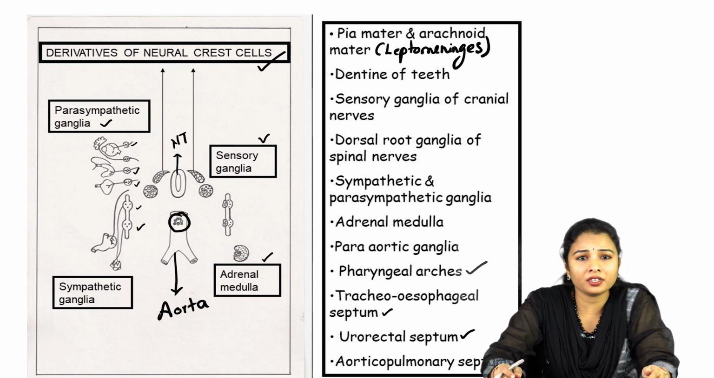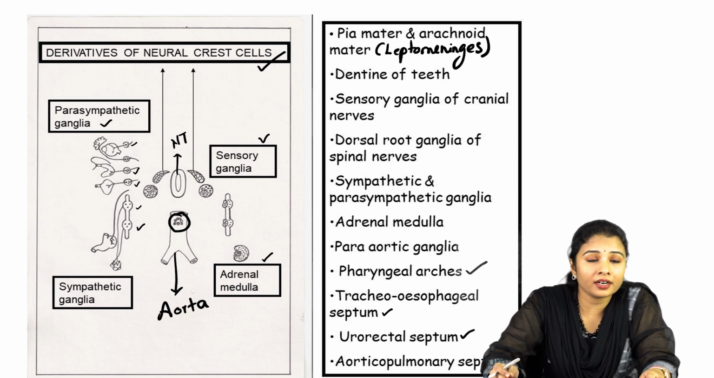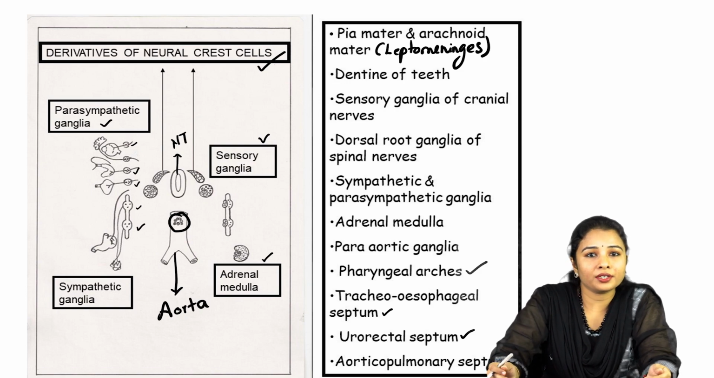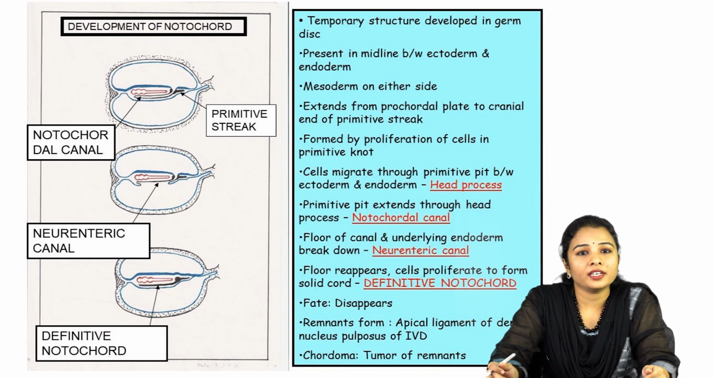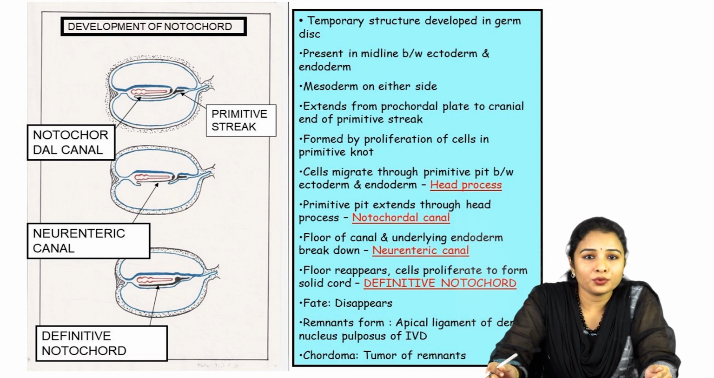So most of the neural crest cells and even the complete peripheral nervous system, PNS, is derived from the neural crest cells. So these are the derivatives of neural crest cells. So next we shall move on with the development of notochord.